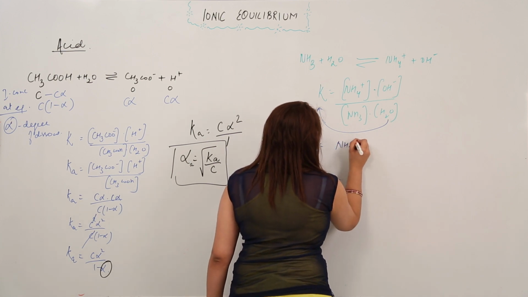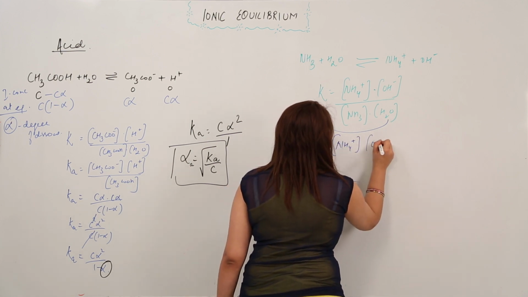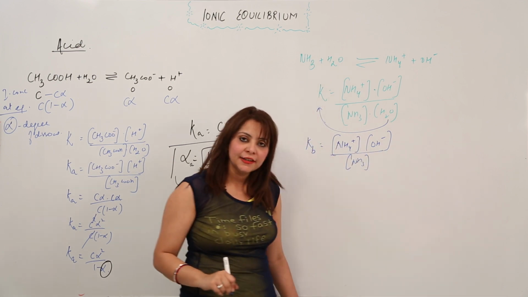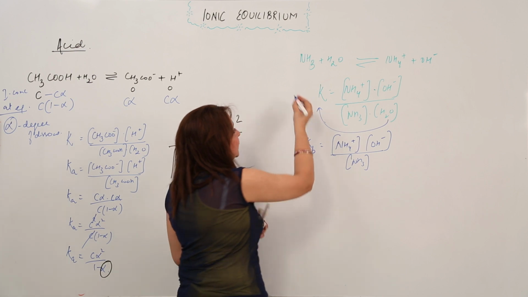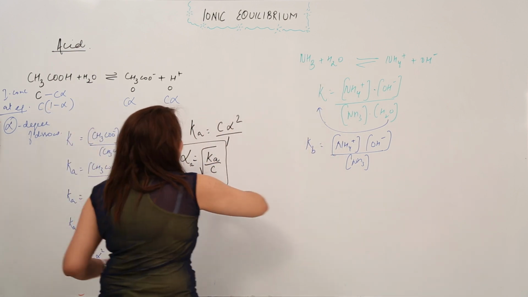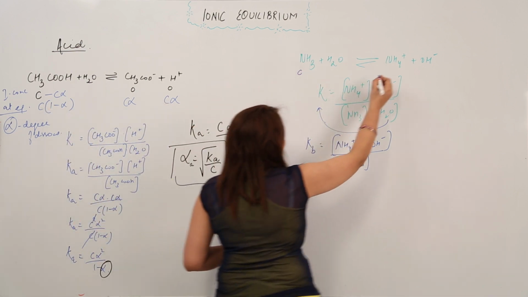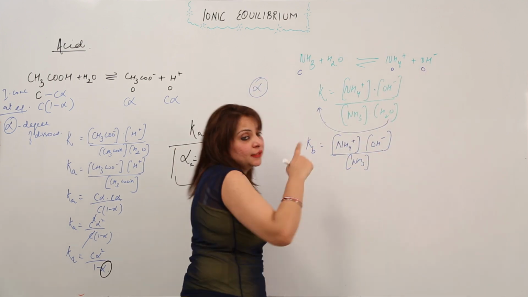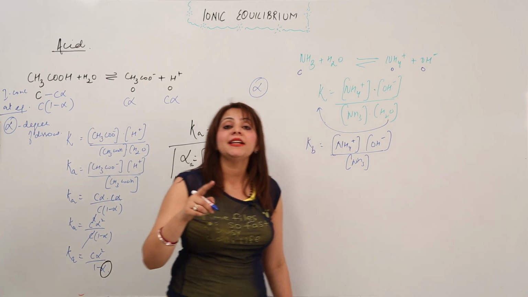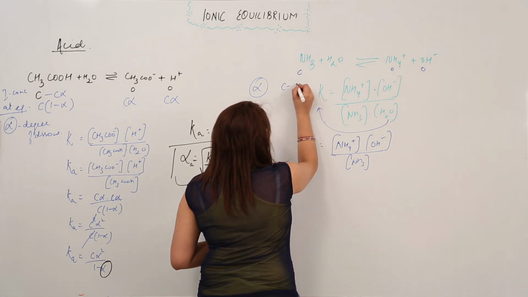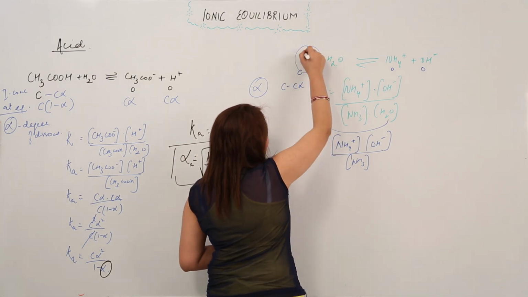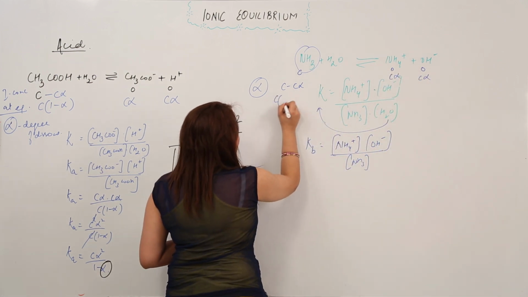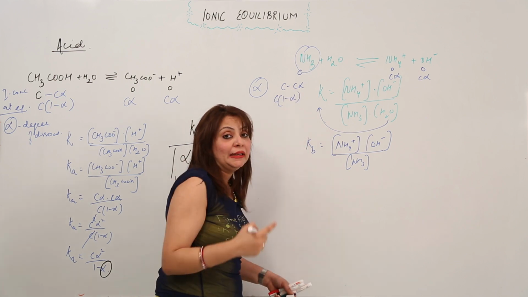So it is NH4 positive, OH negative divided by the concentration of NH3, right? Now I'm just considering the concentration as I did in the earlier case. Suppose initially it was C, and 0 and 0. With passage of time, if the degree of dissociation is alpha, then at equilibrium we get C minus C alpha, the concentration of NH3, and for the ions we get C alpha and C alpha. So it comes out to be C(1 minus alpha).